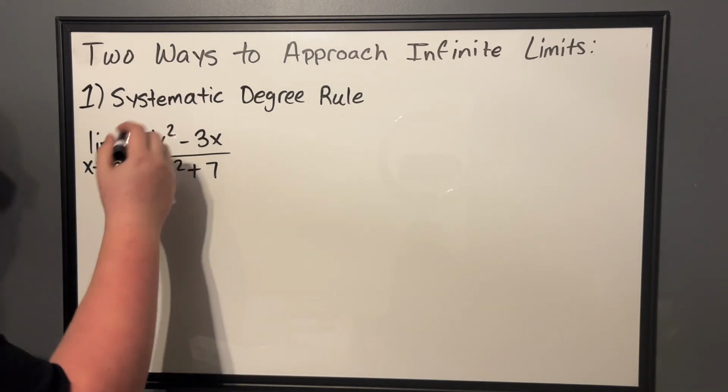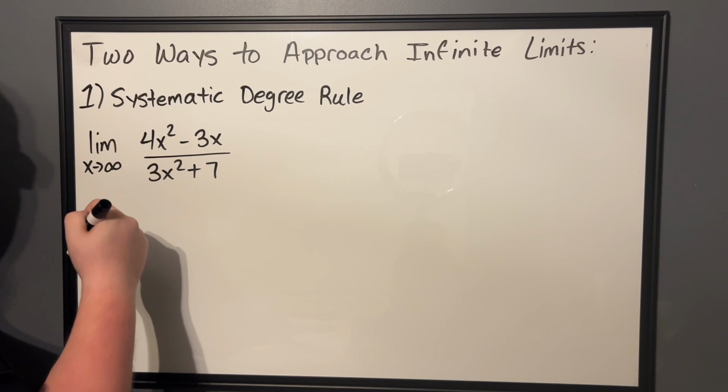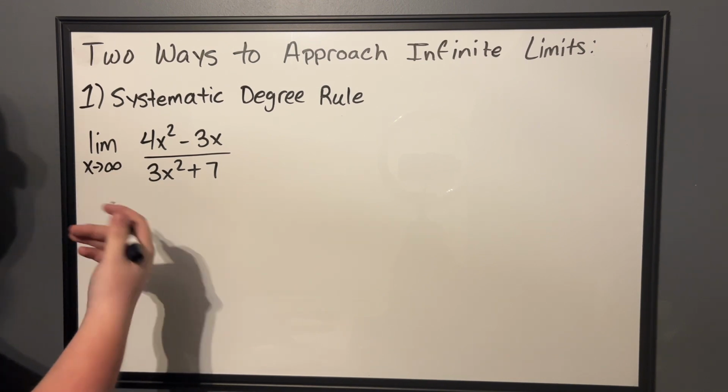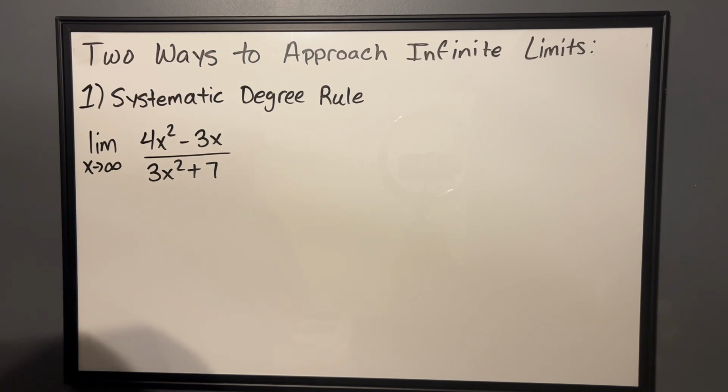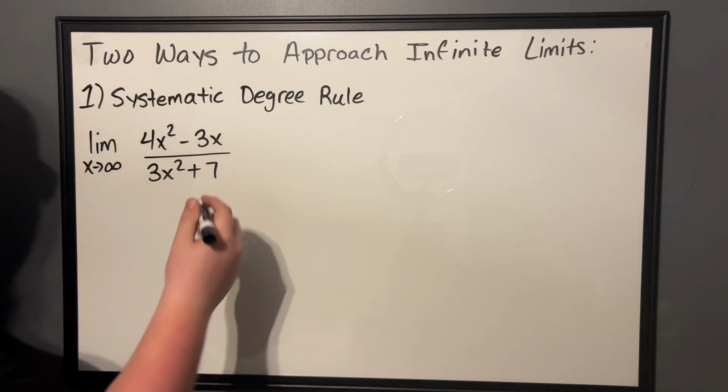So the degree of the numerator is 2 because we have an x squared, and the degree of the denominator is also 2. So we have an x squared here in the denominator too. So these are the highest degrees. Because they're equal, we're going to do the same thing. We're going to divide every single term by the highest degree, and in this case, the highest degree is equal to 2. So we're going to divide every term by x squared.